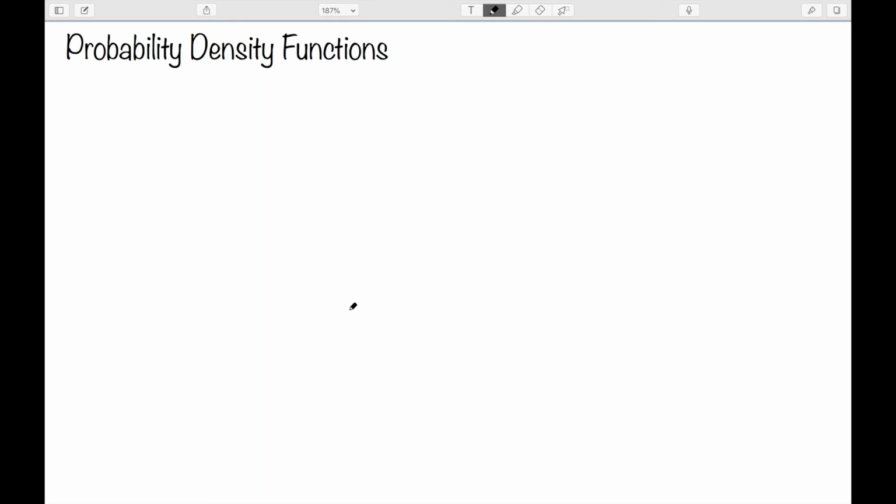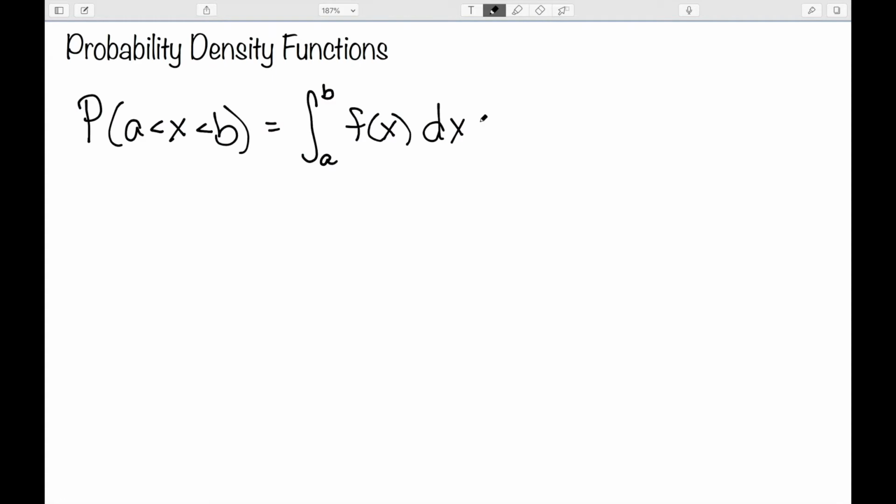In this video, I want to give some basic properties of probability density functions, as well as start to look at how to use them. Since the area under the curve of these probability density functions gives me the probability that x is between two particular values, translating that to math, we get that the probability that a is less than x is less than b, so the probability that my value is between a and b, is equal to the integral from a to b of f of x dx. Since the integral of the probability density function will give me my area under the curve.